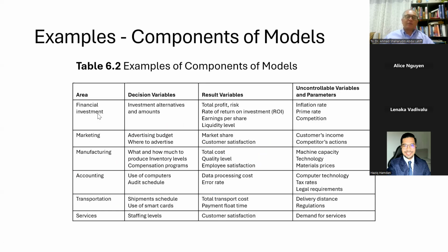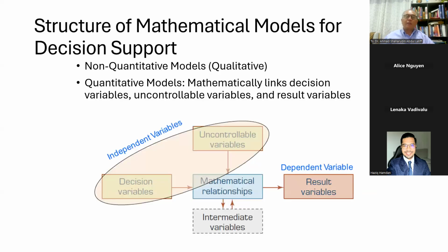We have financial investment. The decision variable will be on investment alternatives. The result variables will be on total profit or risk, rate on investment, earnings per share, liquidity level, and the uncontrollable will be on the inflation rate, prime rate, competition, and so on. So I will go into details on the example next week. Yeah? But today, I think we need to understand this first.